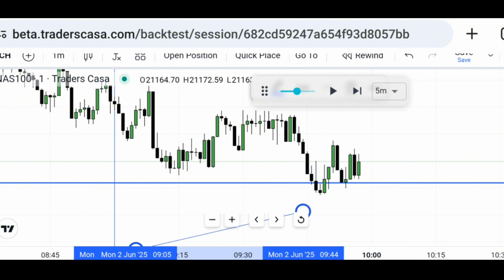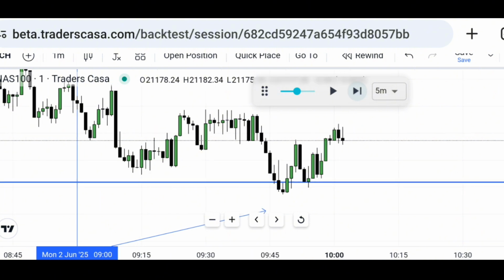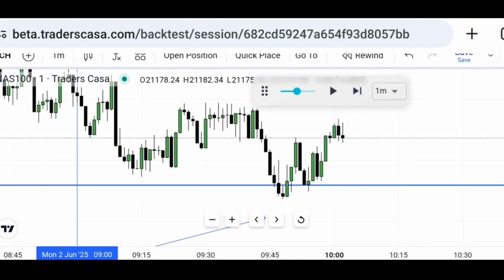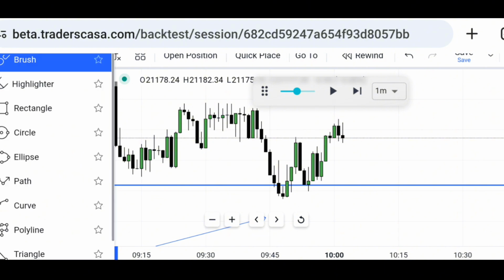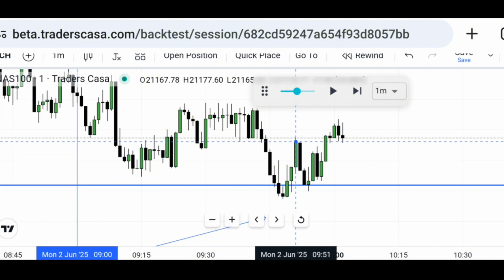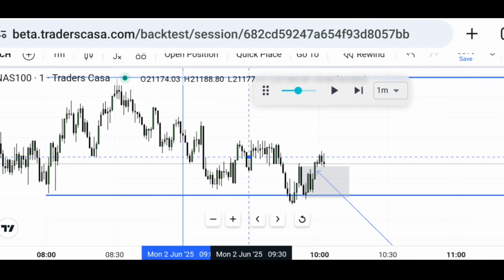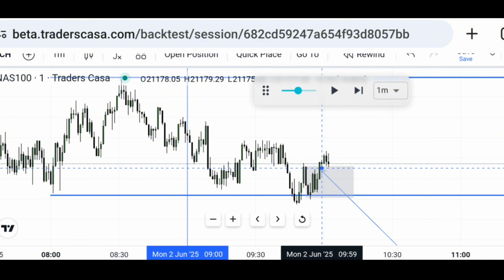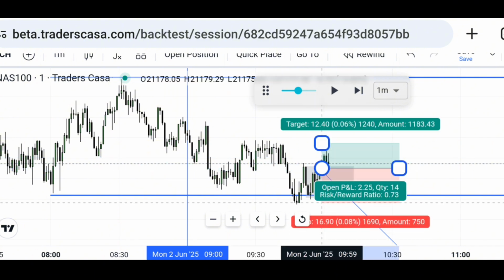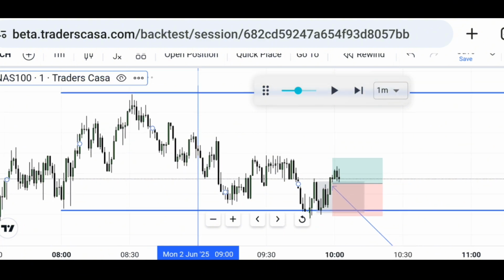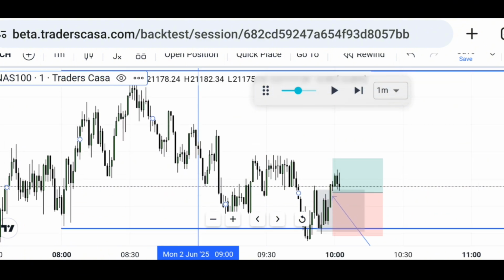So let's see. Okay, so there we are. So we're going to mark out our mitigation block, right? We take our long positions right here, and I think this is another candle, right? I think this is another candle. Let me show you.